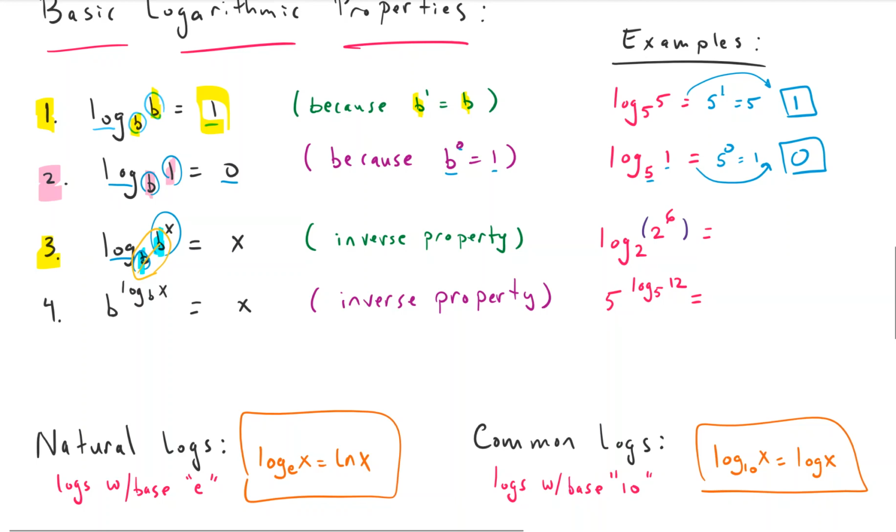So our example to the right would be log base 2 of quantity 2 to the 6th. Well, these 2 functions are inverse functions. They both have the same base, 2 to the 6th and log base 2. So what we get back is just this thing right here, which is 6.